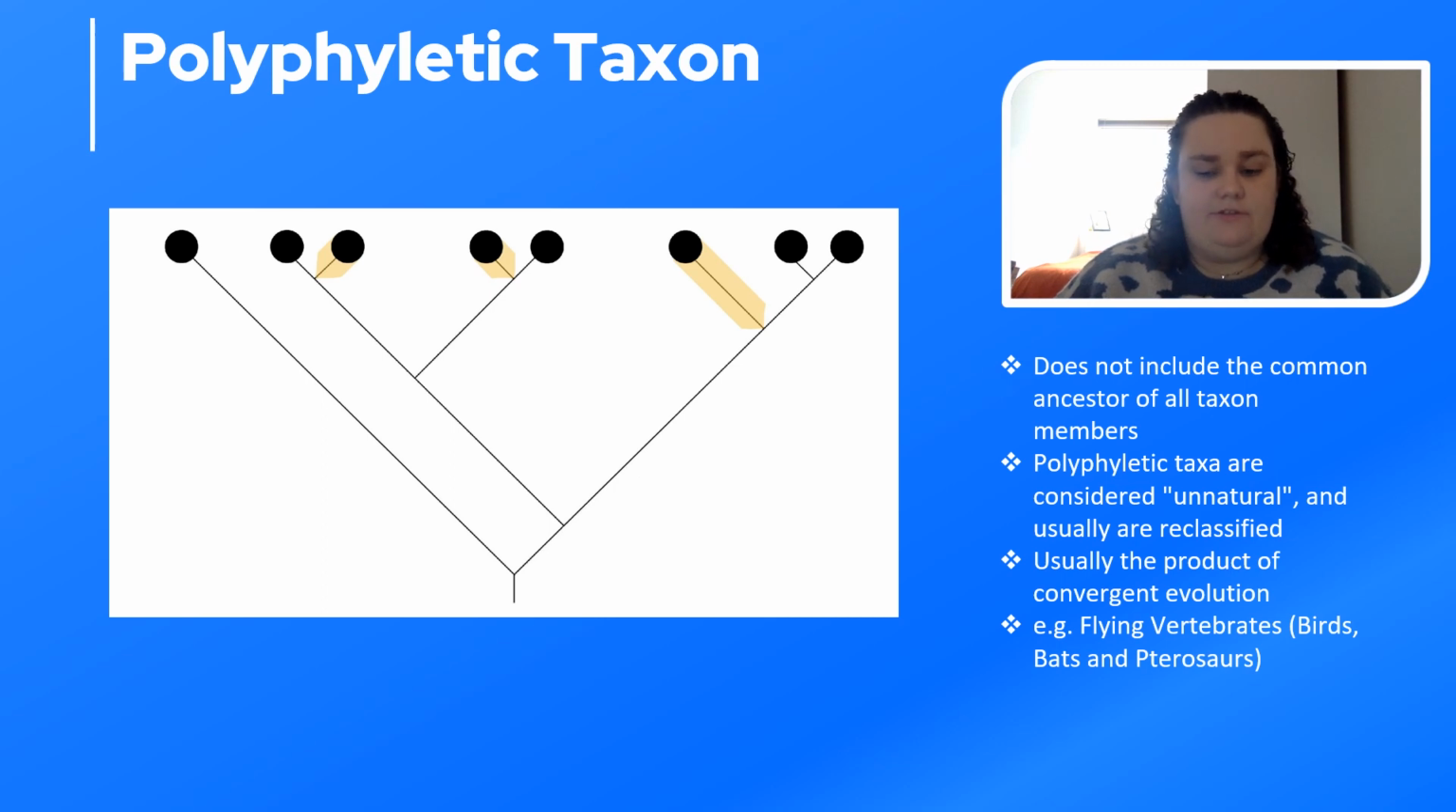For example, flying vertebrates, which all have wings, include the bats, the birds, and the pterosaurs. They're not all within the same clade, because bats are mammals and birds and pterosaurs are classified as reptiles, but they're completely different, and because they are flying, that is convergent evolution.